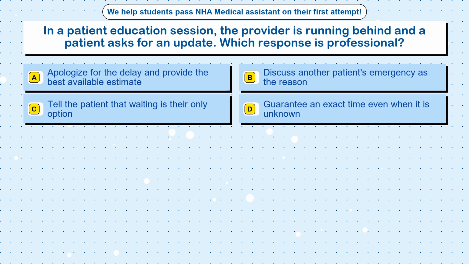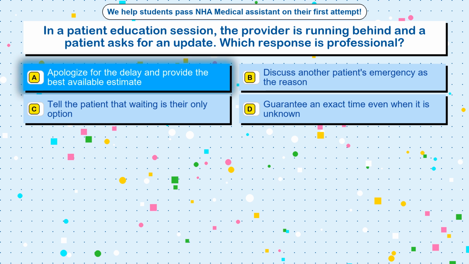Which response is professional? Option A, apologize for the delay and provide the best available estimate. Option B, discuss another patient's emergency as the reason. Option C, tell the patient that waiting is their only option. Option D, guarantee an exact time even when it is unknown. The correct answer is option A, apologize for the delay and provide the best available estimate.